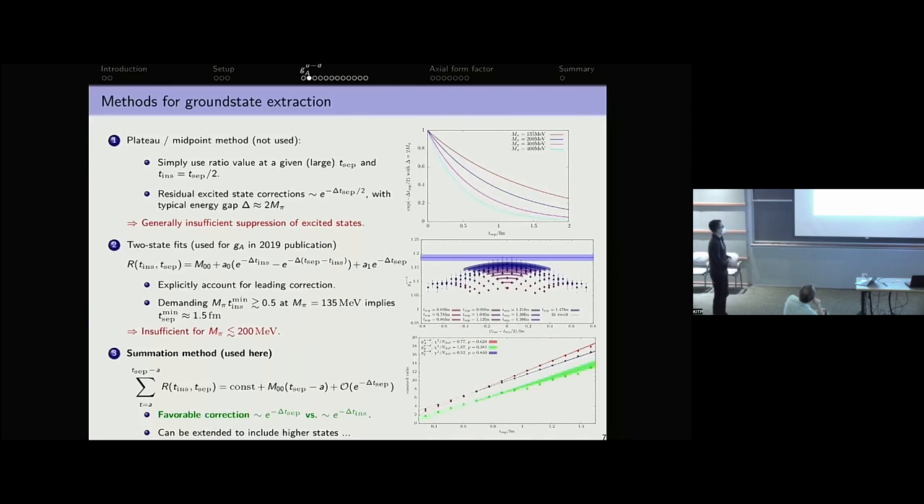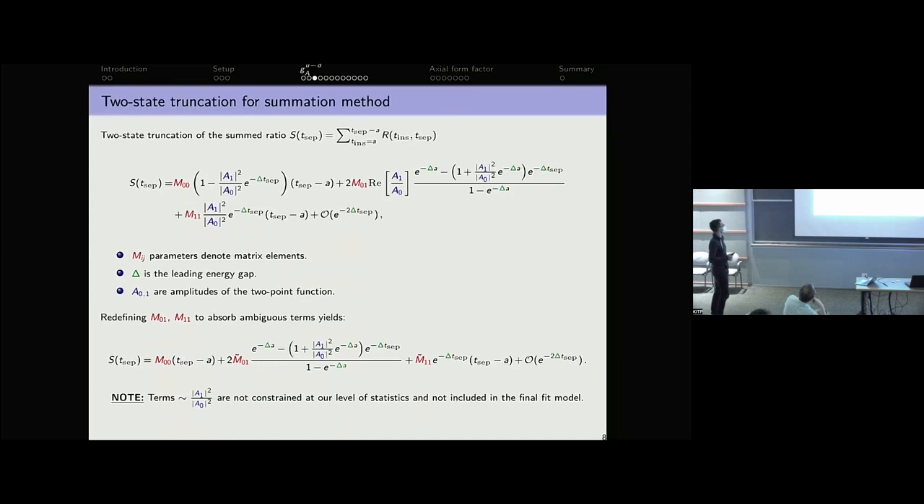So what we end up using is the so-called summation method. And there the idea is that instead of trying to fit the dependence on the insertion time, you sum over the insertion time, so there's only one time separation left, which is the source-sink separation. And then you can just do a linear fit that will give you the matrix element that you want. It's kind of seen here. And the advantage of that is that you have a favorable correction that now comes with the source-sink separation instead of the insertion time. And also this method can, again, be extended to include higher states. And this is what we do for the charges, actually.